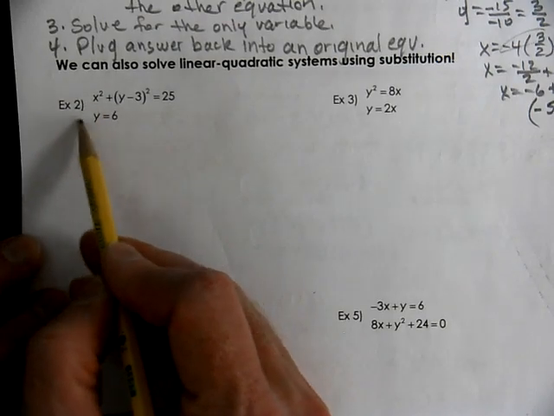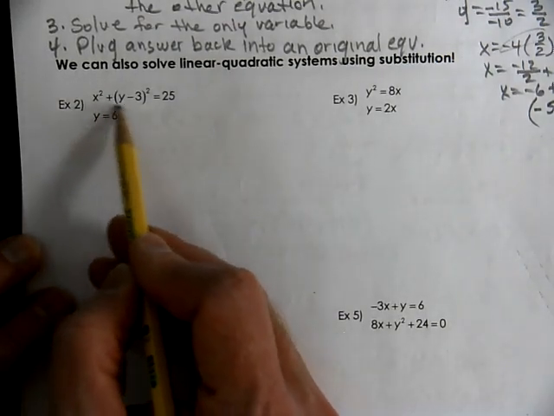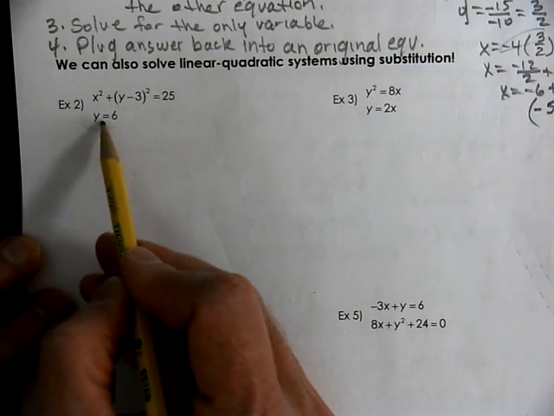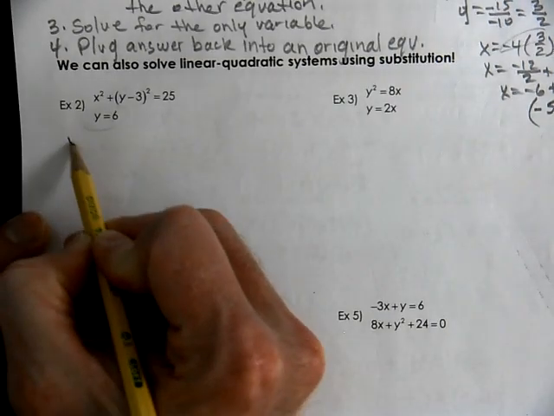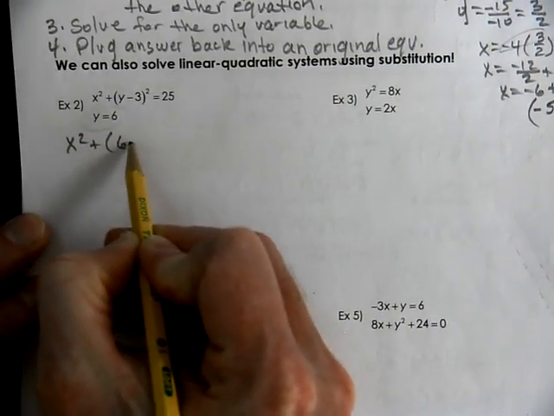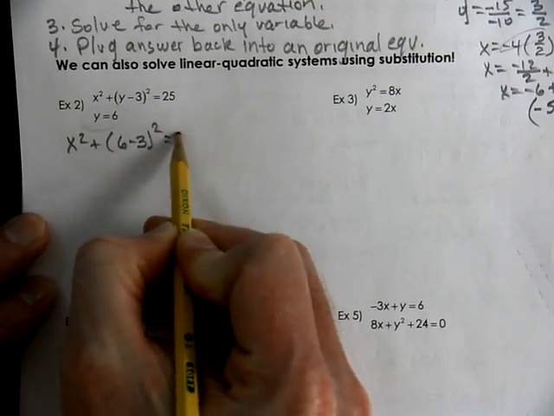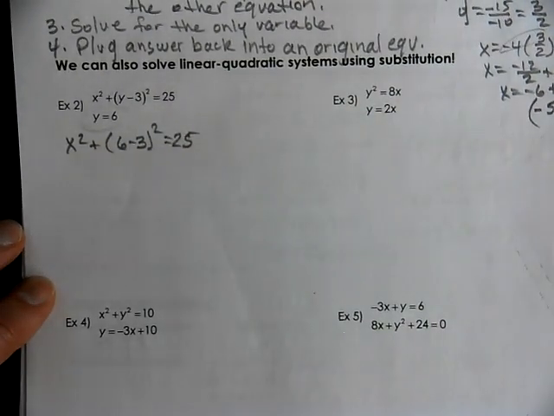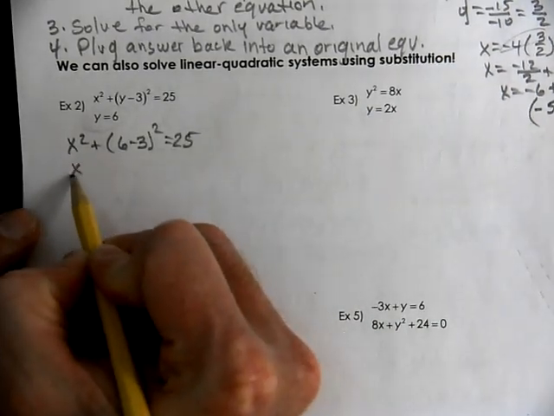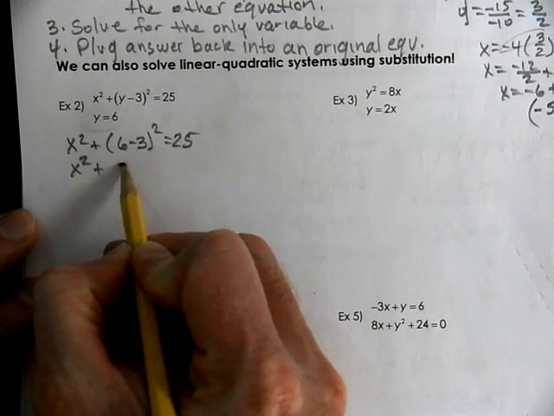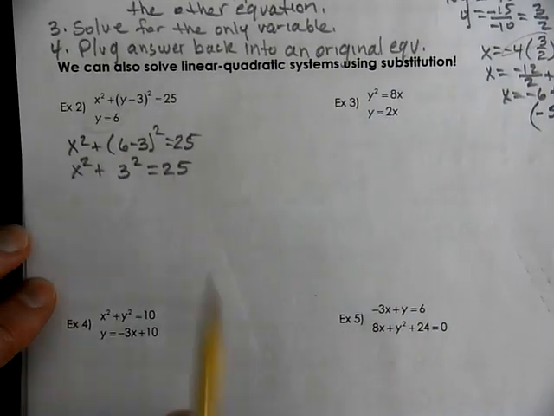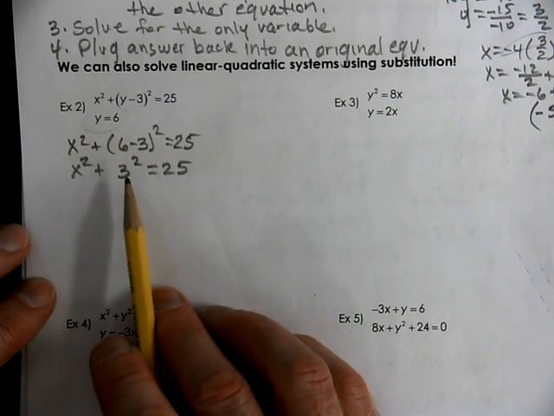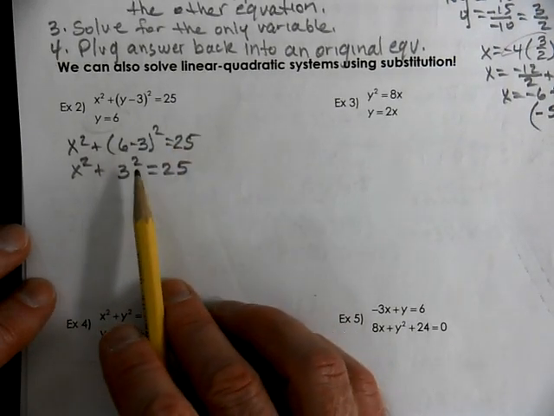In this one, we have the y by itself already. So what are we going to do with this value? We're going to plug it in for y. Everything else stays the same. Show your work. Six minus 3 is 3. We still haven't squared it yet.